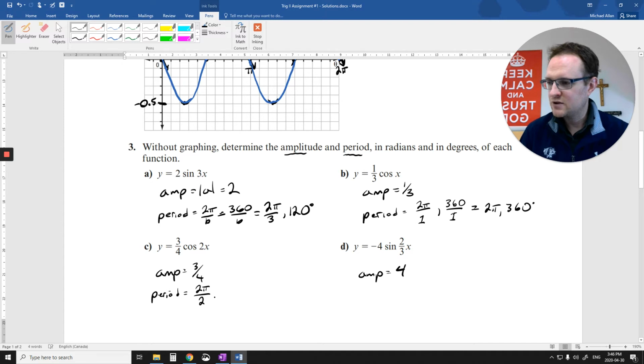This one here, the B value is 2. So I'm going to use that. So 2 pi divided by 2 is just pi. The 2's will reduce out. And this is going to be 180 degrees.